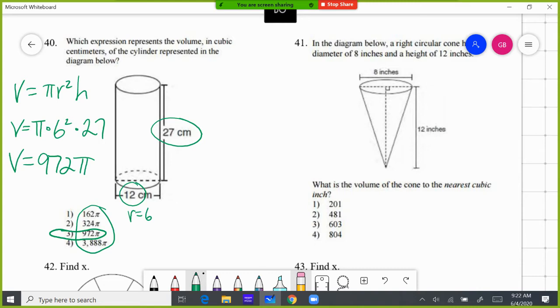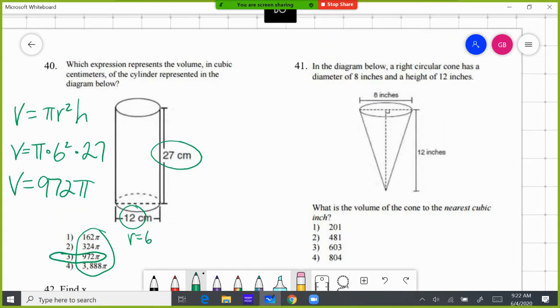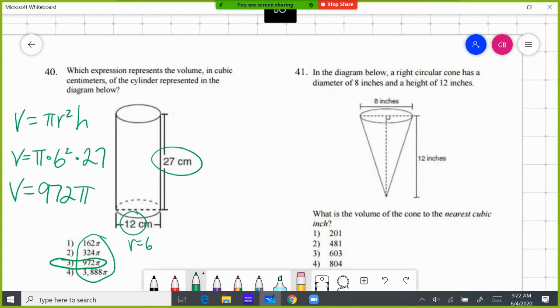41. In the diagram below, a right circular cone has a diameter of 8 inches and a height of 12 inches. We're going to find the volume of this cone.